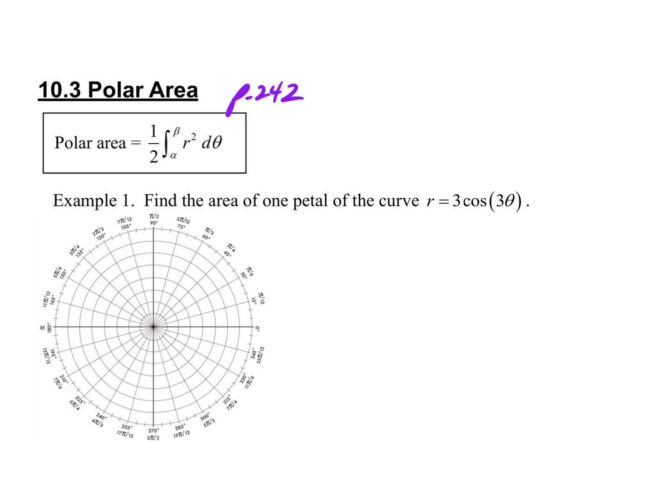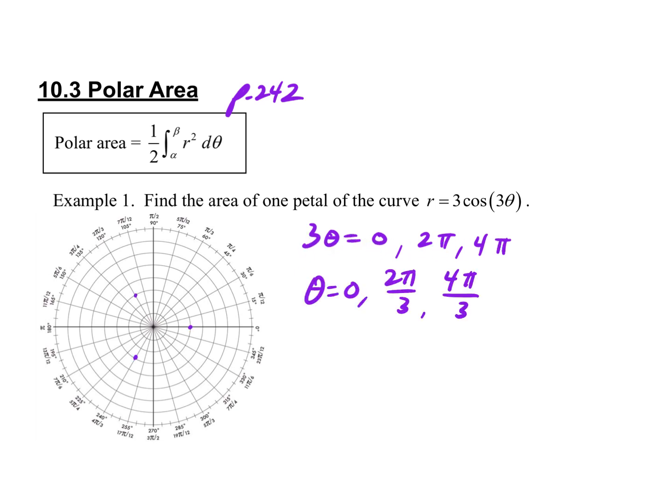And so we know that at 0, it's 1. And then at 2 pi, it's 1. And then at 4 pi, it's 1. We can't use pi because that's negative 1. So what we're trying to figure out is what angle for theta will make 3 theta 0, 2 pi, and 4 pi. And of course, from here, it's just a matter of dividing by 3. And so theta is going to be 0, 2 pi over 3, and 4 pi over 3.